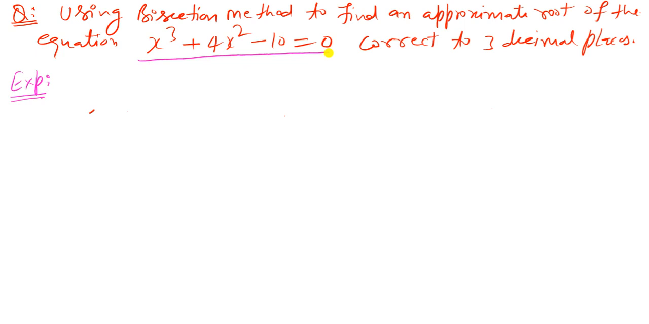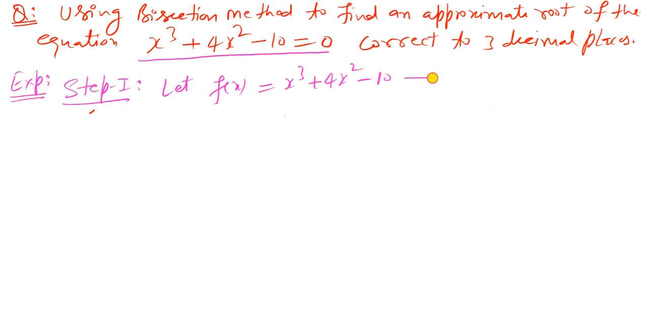So, explanation of this question. In step 1, let f(x) = x^3 + 4x^2 - 10. Say this is equation 1. Now using the intermediate value theorem to compute an interval where a real root lies, we put different values of x and start from 0. If we put x = 0, then f(0) = 0 + 0 - 10 = -10.